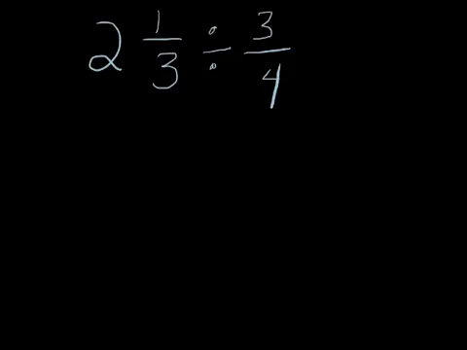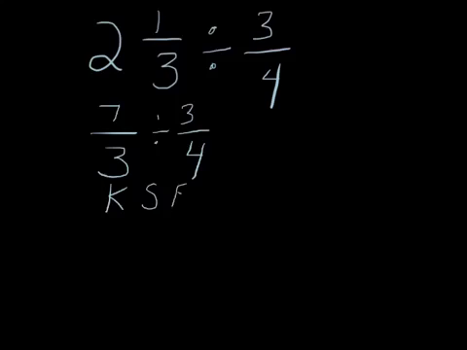Okay, here's another example. 2 1/3 divided by 3/4. In this example, we have one mixed number, one fraction. So we have to change the mixed number into an improper fraction so we can divide. So let's do that. 3 times 2 is 6, plus 1 is 7/3. And now I'm going to rewrite my problem. So I have 7/3 divided by 3/4. I'm going to do keep, switch the sign, flip the second fraction, multiply by the reciprocal.